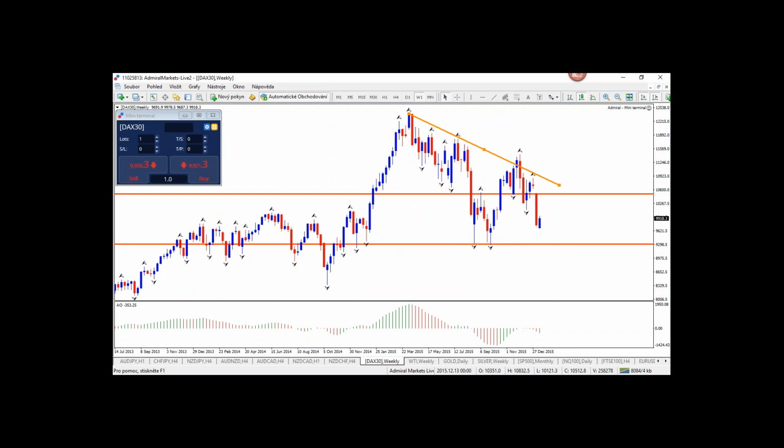Same thing on the DAX. All right, interesting developments. And tomorrow's data from China is going to be interesting for equities and the Aussie too, of course, and other currency pairs, by the way.